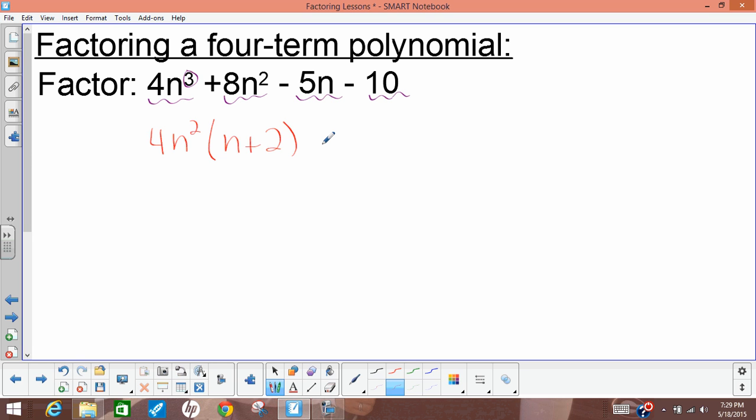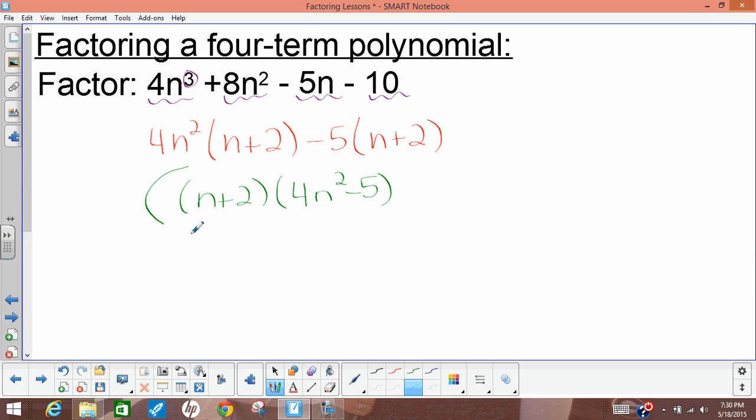And now I should realize I need to end up with a factor of n plus 2 when I work with 5n and 10. So I'm going to factor out a negative 5 from both. And I'm left with n plus 2, because negative 10 divided by negative 5 is positive 2. Now I can factor out n plus 2 from both of those. And I'm left with 4n squared minus 5. And I have just factored in a couple steps a four-term polynomial where I have a cubed.